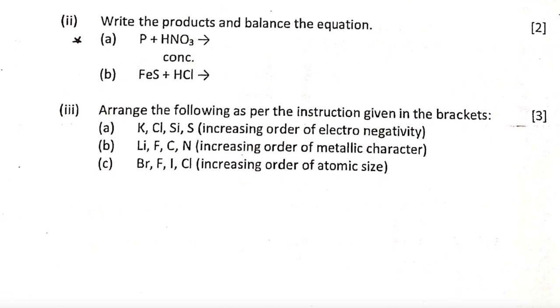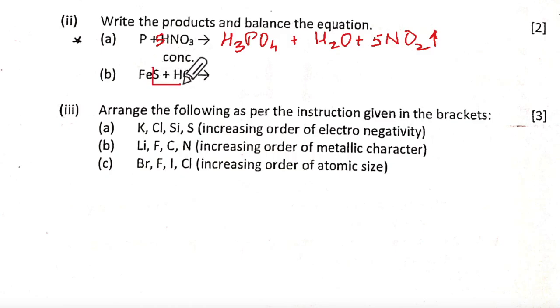Write the products and balance the equation. If I'm not mistaken, this is not there in our syllabus. P and HNO3 is not there in the syllabus, but it becomes H3PO4 plus H2O plus NO2 up arrow. And if I'm not mistaken, the coefficients are 1, 5, 1, 1, 5. Just check with the book. Correct? Yes, ma'am.